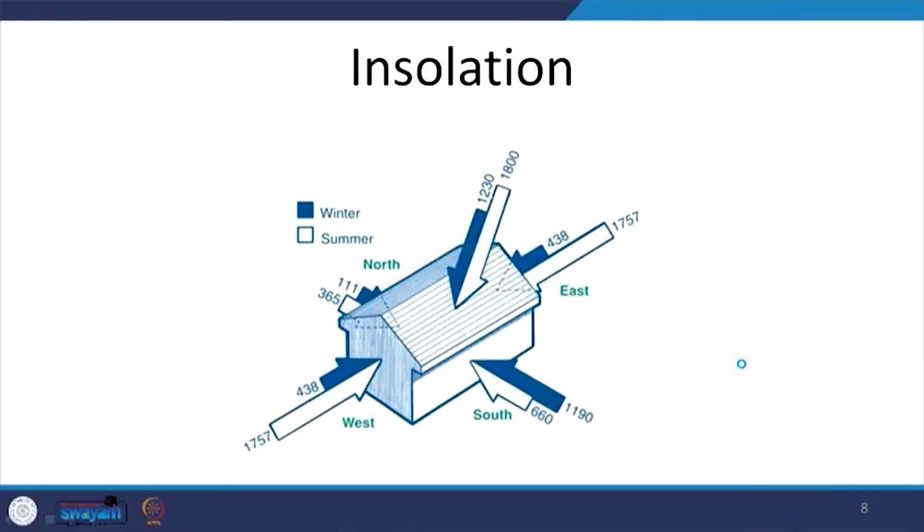So, we have insolation. Insolation is the amount of solar radiation which is received on the building surface. So, when we are designing our buildings, the first thing which we have seen is the orientation of the building to improve the surface to volume ratio and also the exposed surface area.